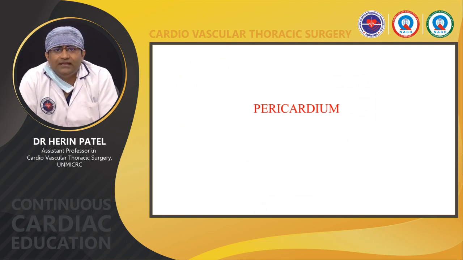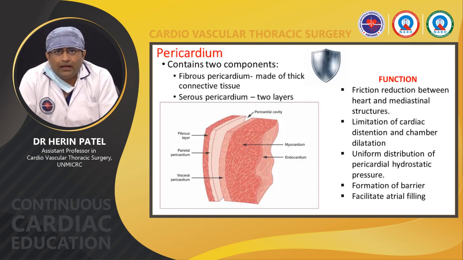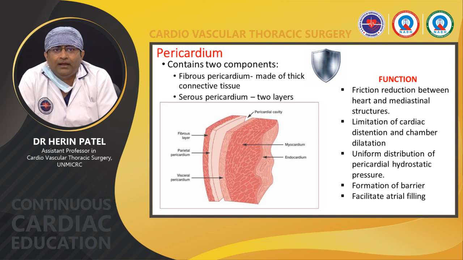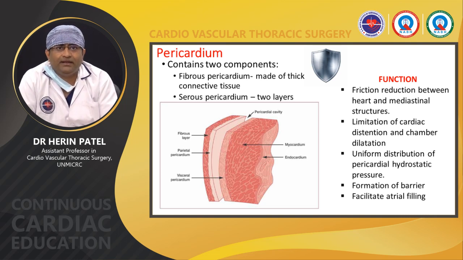Pericardium. The pericardium is the layer which encompasses and provides security to the heart. It is formed by 2 components: the fibrous pericardium, which is made up of thick connective tissue, and the serous pericardium. In the figure you can see the fibrous layer is made up of thick connective tissue. The serous pericardium has 2 layers. The innermost layer is known as the visceral pericardium and the outer layer is known as the parietal pericardium.